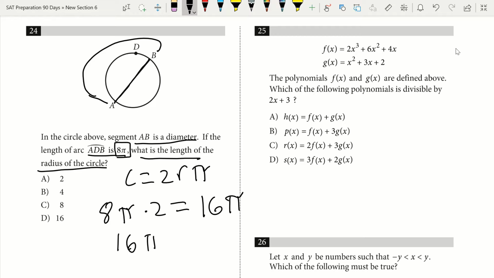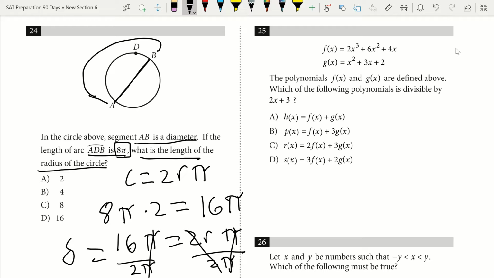So 16 pi is my circumference C. I know that that's equal to 2 times my radius times pi. So now I divide by 2 times pi to solve for my radius. Divide each side by 2 times pi. 16 pi over 2 pi, my pi's will cancel. 16 over 2 is 8. So I know my radius then is going to equal 8. So the correct answer for 24 is going to be C.